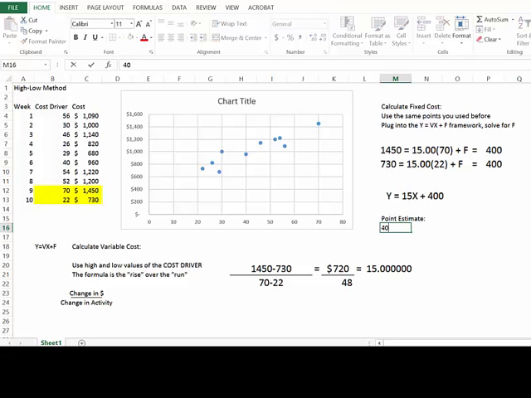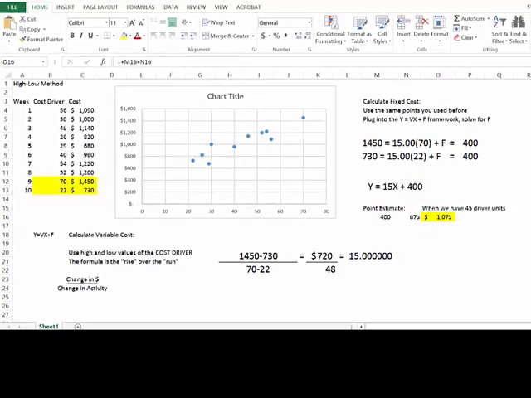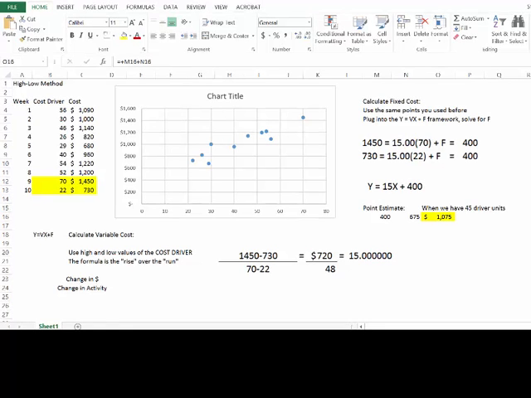Okay, we're going to have 400, that's our fixed cost. We're going to have a variable cost of 15 times 45. This is when we have 45 drivers. So our total cost then is going to be 1,075. That's our point estimate. So we just plugged 45 into the equation, 45x, and we got an answer. So there's more that we could say about the high-low method, but let's move on to regression analysis.